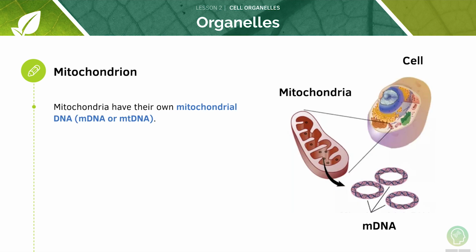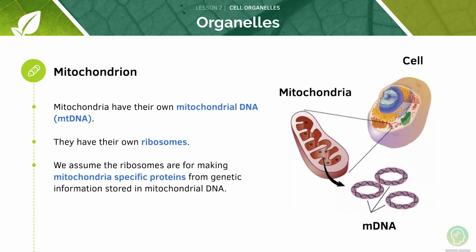Mitochondria have their own DNA, which is similar to bacterial plasmid DNA. Not much is known about it and its function in the cell, or even in the mitochondria itself. They also have their own ribosomes, yet, like mitochondrial DNA, not much is really known about their function. We assume the ribosomes are for making mitochondria-specific proteins from genetic information stored in the mitochondrial DNA.